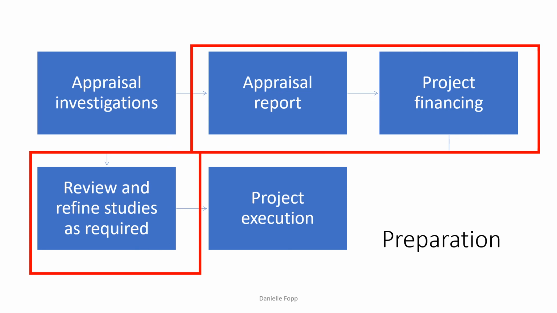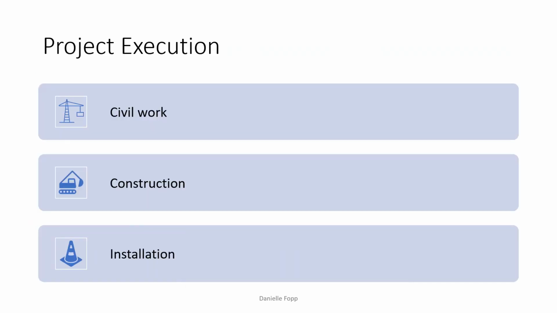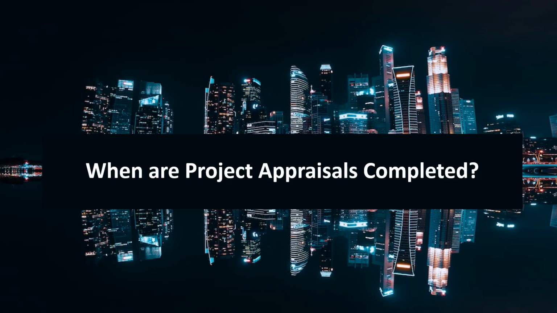And then we have the preparation phase. And the appraisal report forms both part of the validation and preparation. So the appraisal report looks both backwards at what has been done and looks forward on what needs to be done. And that brings us to the final phase that we will be looking at in project appraisal, which is the project execution. And this is expanded on in greater detail in your other courses.